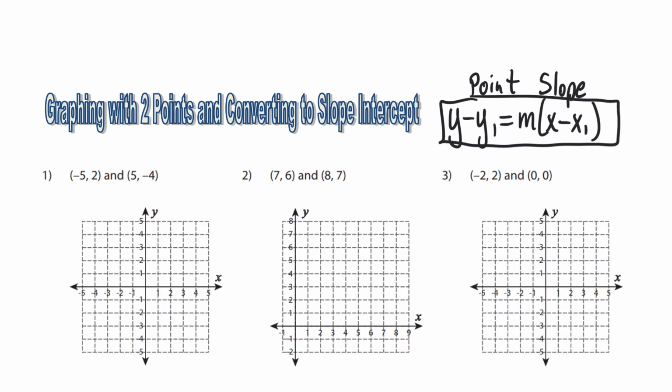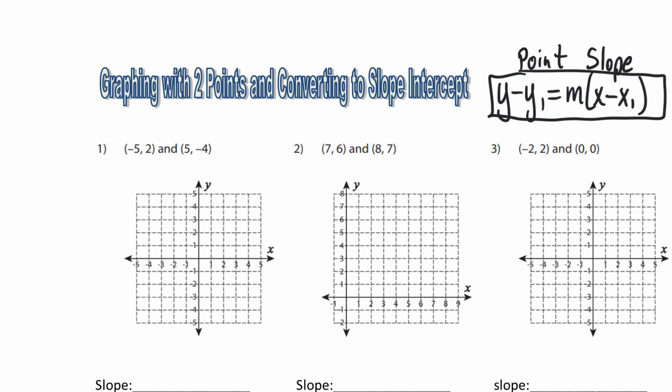So the first thing I want you to do is go ahead and plot those 2 points from number 1. So plot negative 5, 2 and 5, negative 4.